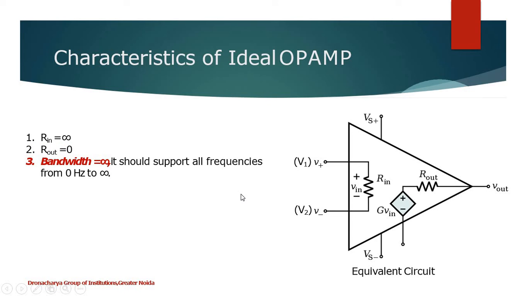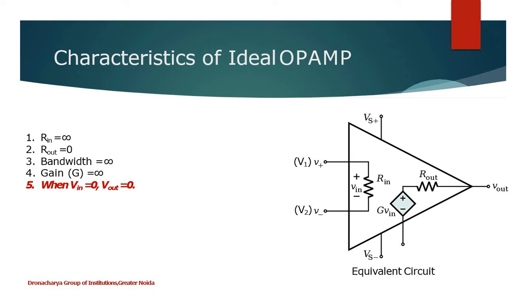Next comes the bandwidth. In case of bandwidth, we want our op-amps to support all the frequencies. That's why we want our bandwidth to be infinite. Next comes gain. Obviously, we want our gain to be infinite. There is no point of discussing this. Next comes when Vin is 0, Vout should be 0.